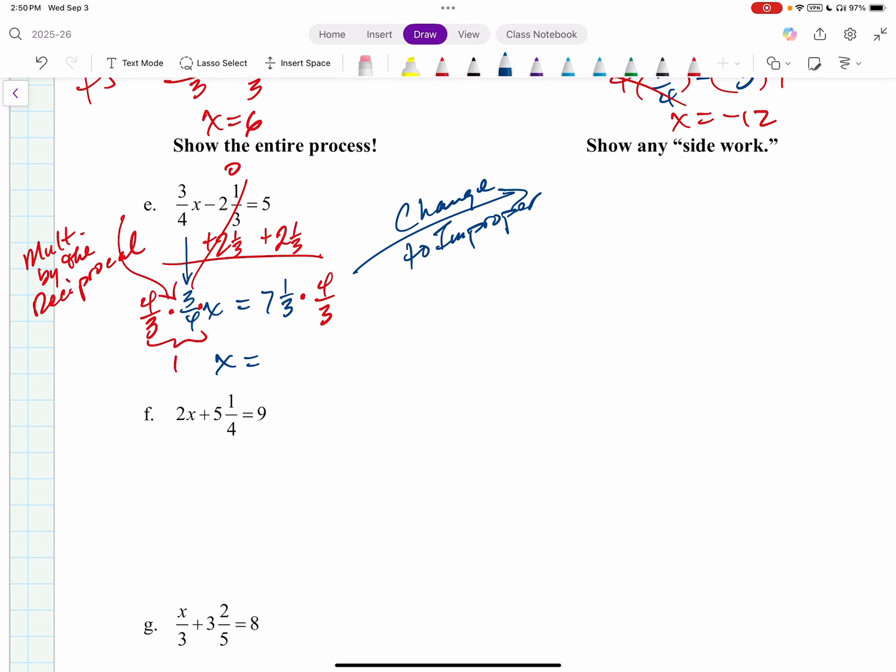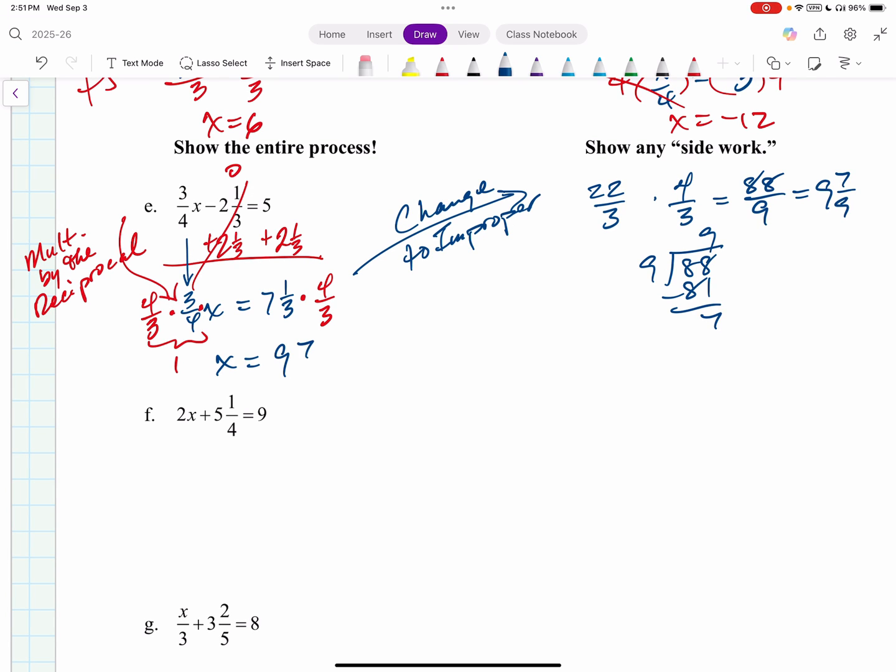So it's 3 times 7 is 21, plus 1 is 22 thirds. So 22 thirds times 4 thirds. And then here we multiply. 22 times 4 is 88. 3 times 3 is 9. And then you divide. 88 divided by 9 divides 9 times, remainder 7. So 9 and 7 ninths. So here we go. 9 and 7 ninths. Easy.